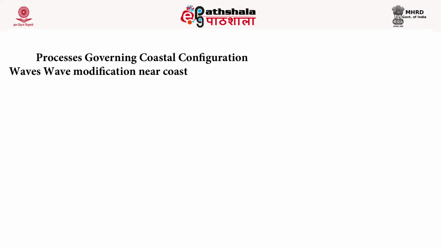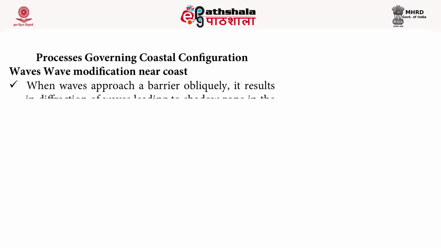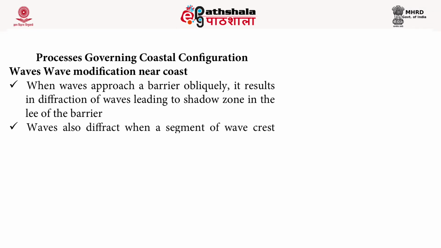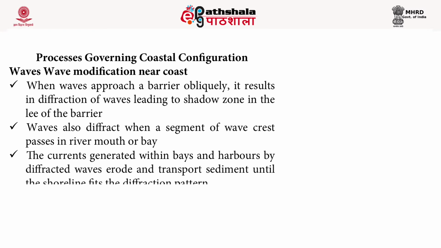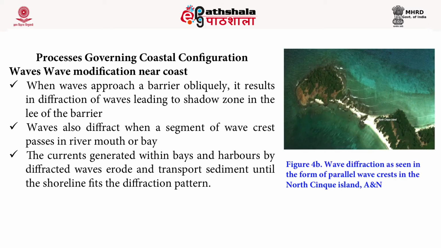When waves approach a barrier obliquely, it results in diffraction of waves, leading to a shadow zone in the lee of the barrier. Waves also diffract when a segment of wave crest passes a river mouth or bay. The currents generated within bays and harbors by diffracted waves erode and transport sediment until the shoreline fits the diffraction pattern. As in this figure, the wave diffraction is seen in the form of parallel wave crests in the North Sentinel Island in Andaman and Nicobar.